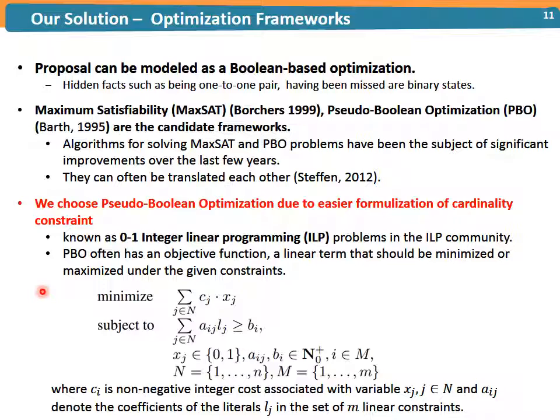PBO often has an objective function, which is a linear term that should be minimized or maximized. And this is its general form, and we try to formalize our problem based on this general form and solve it using a solver.